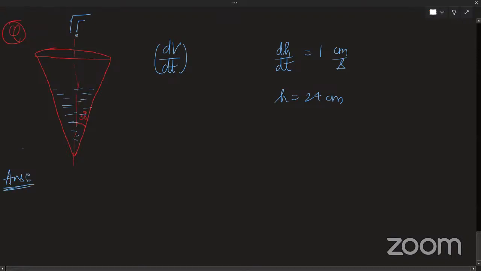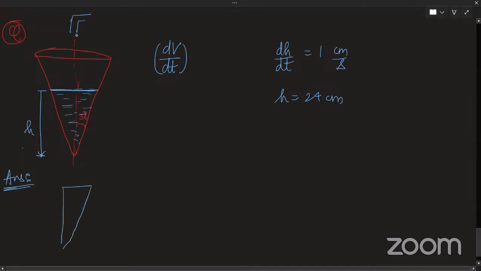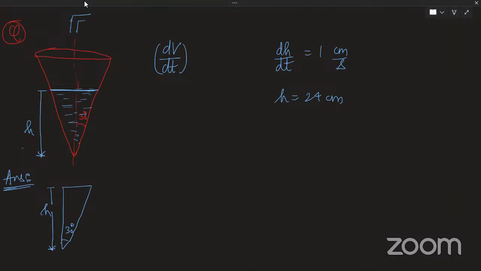So first of all, I have been given this cone and water is falling into it. So I will assume any height. The water has currently filled up to any random height h. Can you tell me if I have got this height h, have I got the radius also at that point? Because the angle is given to me as 30 degrees. I know this thing is h. Can you tell me what will be the radius?